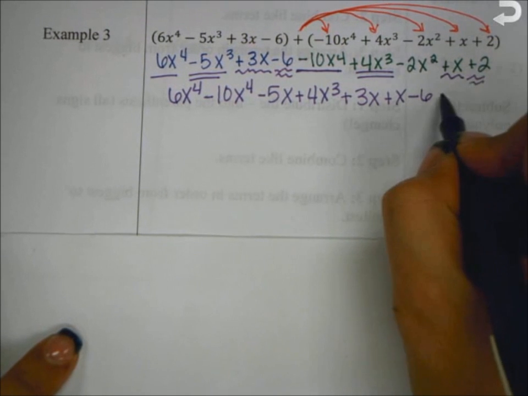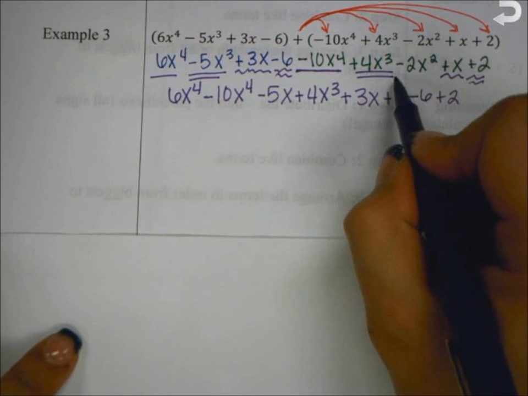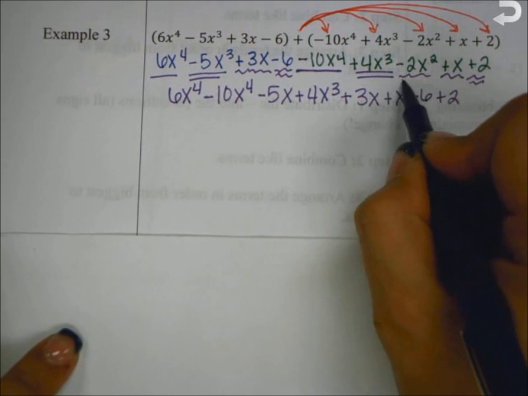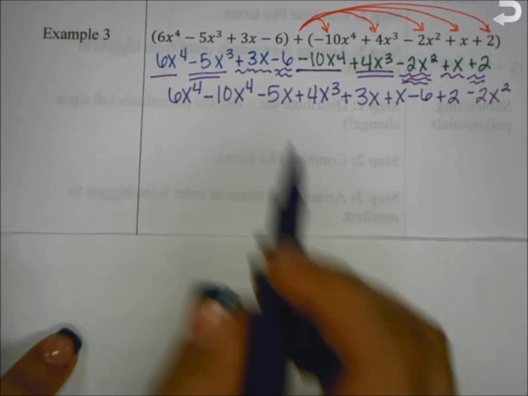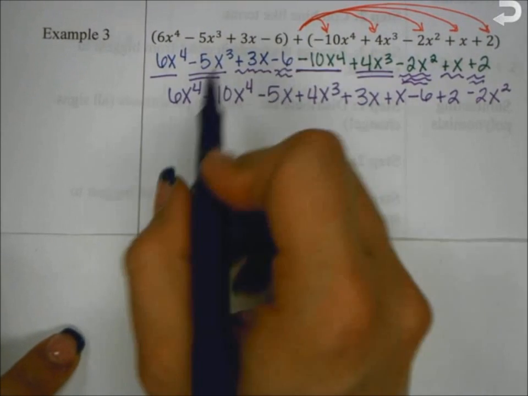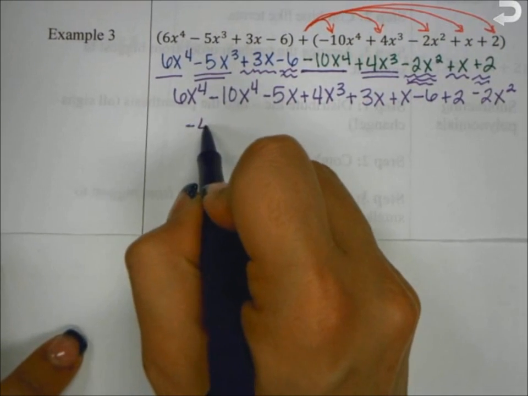6x to the fourth minus 10x to the fourth is negative 4x to the fourth. Negative 5x to the third plus 4x to the third is minus 1x to the third.